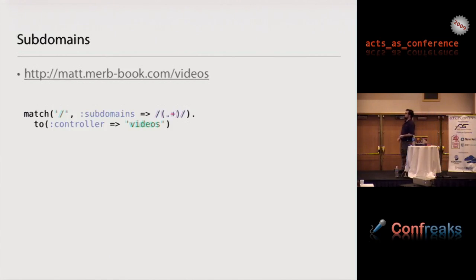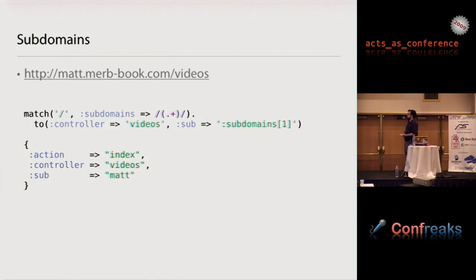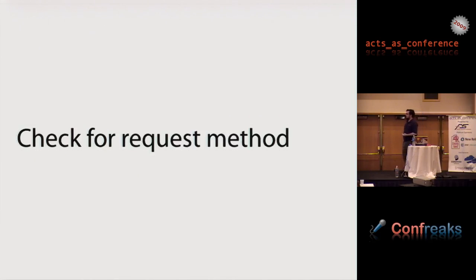Okay, subdomains. I think there's a plugin in Rails for this. You can just say subdomains, arrow, and then provide a regular expression, and it will return if it matches. Otherwise, it will go on to the next route. In the Merb router, you can also specify a parameter called sub, and then say :subdomain[1]. What that means is: take the subdomain segment supplied in the match method, and get the first capture out of that. And what you get over here is index, videos, sub, mat.